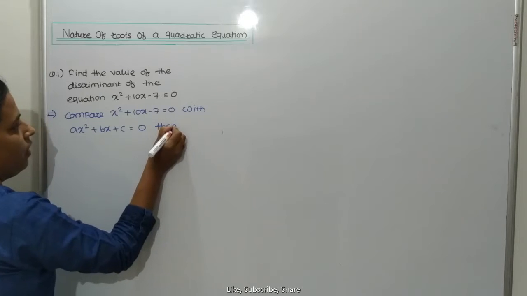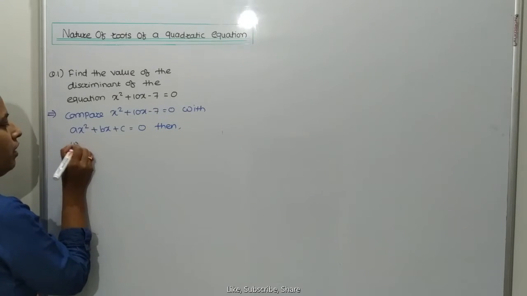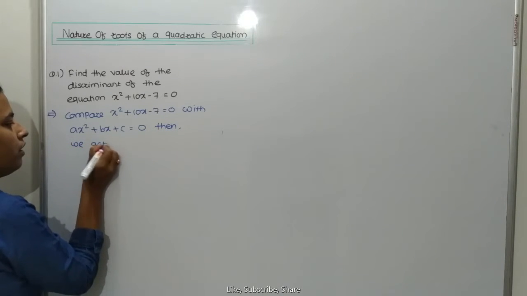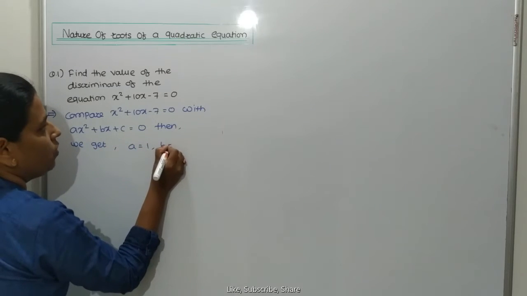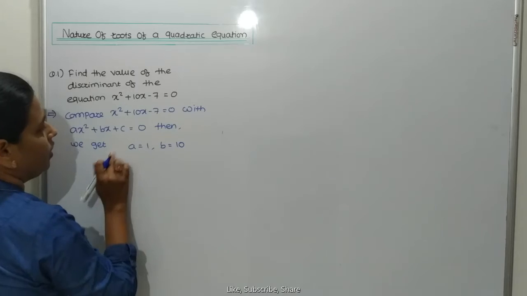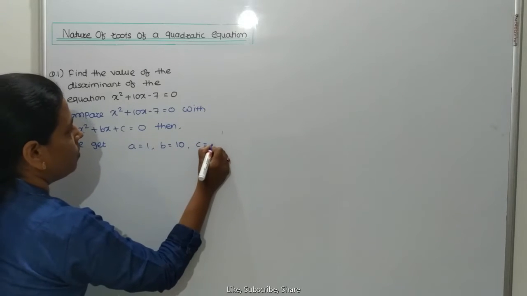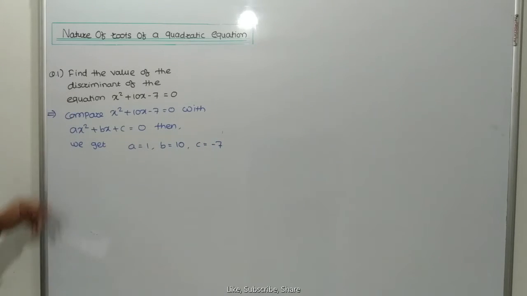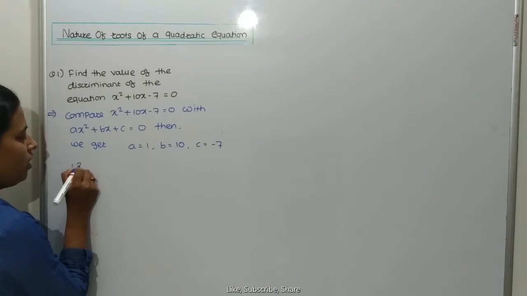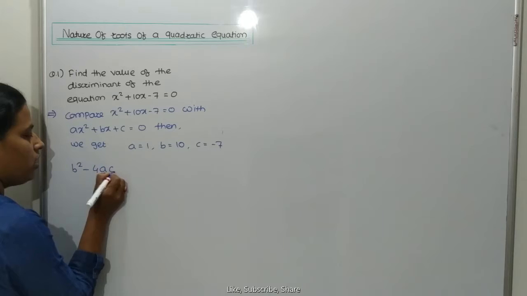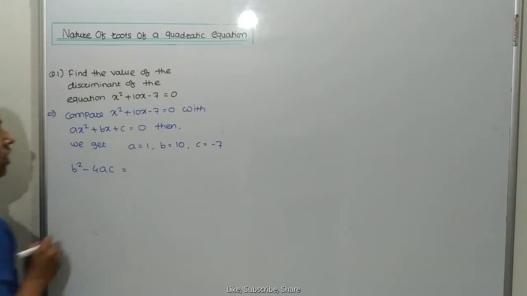Then what do we get? a is equal to 1, b is equal to 10, and c is equal to minus 7. When we talk about the discriminant, which formula do we use? That is b square minus 4ac. This b square minus 4ac is called the discriminant.